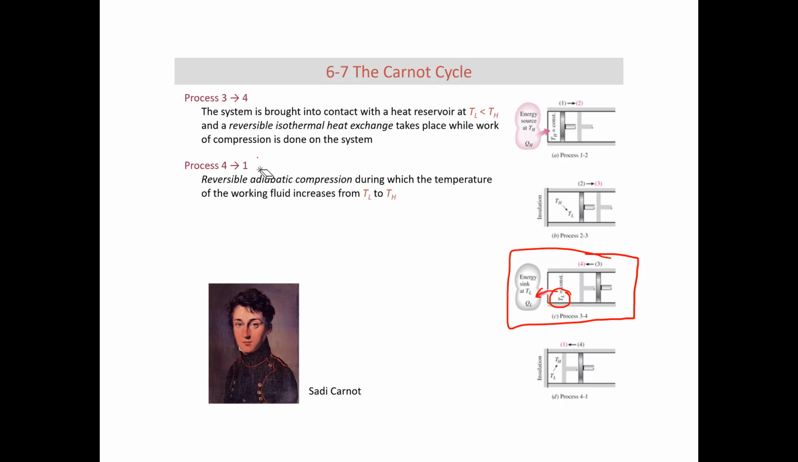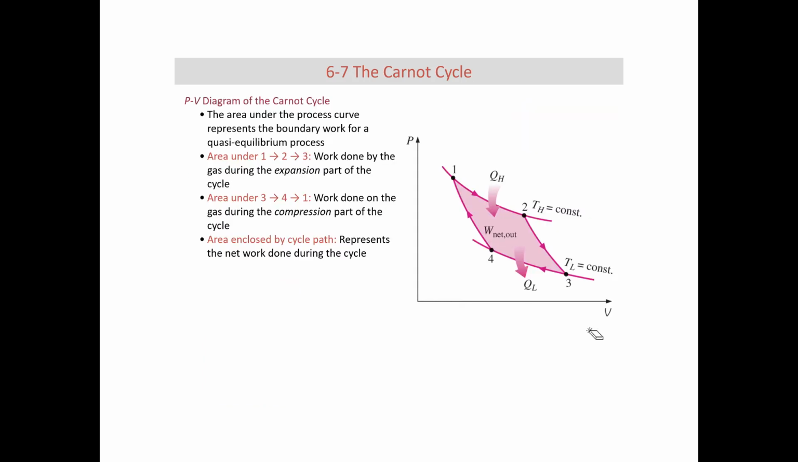And then process 4 to 1, the last process, is reversible adiabatic compression, during which the temperature of the working fluid increases from TL to TH. So I compress, no heat transfer takes place, it's adiabatic, and the temperature increases from TL to TH. This is a Carnot cycle as described by Sadi Carnot. This is what the Carnot cycle looks like on a PV diagram.